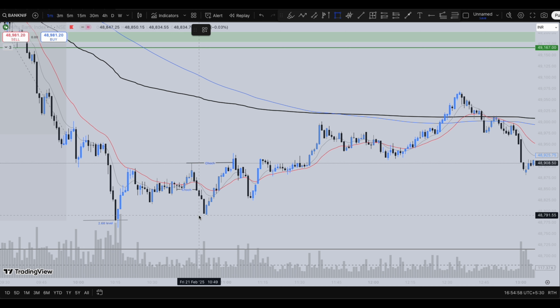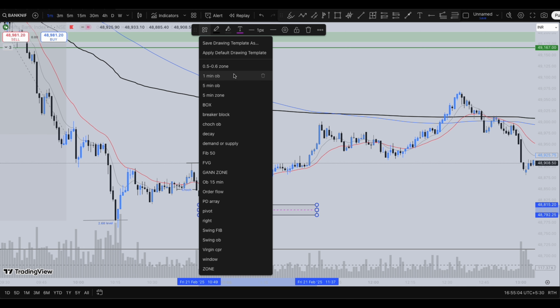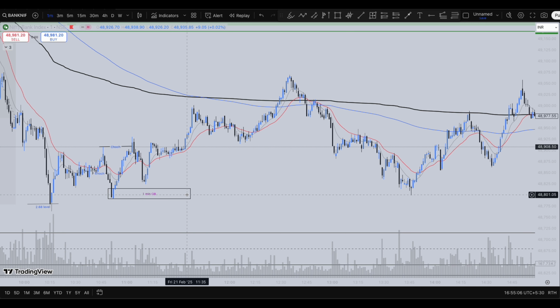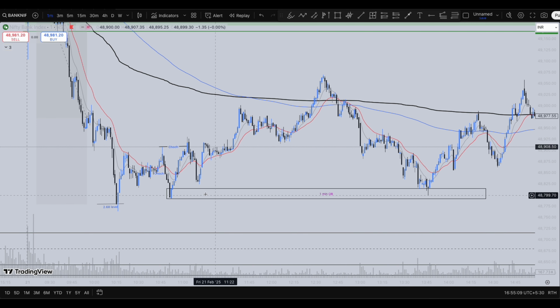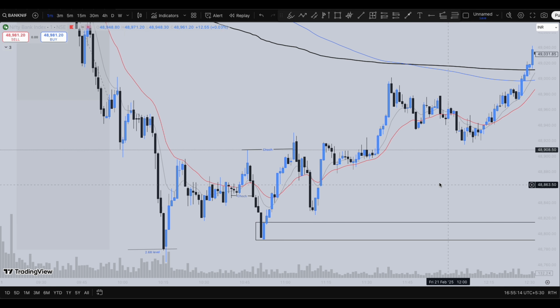If you try to plot the fib levels, the order block level here, you can consider this to be the 1 minute order block over here. So you can extend all this 1 minute order block all the way to this zone. So you can see here the order block got mitigated over here, but I'll come to that afterwards.